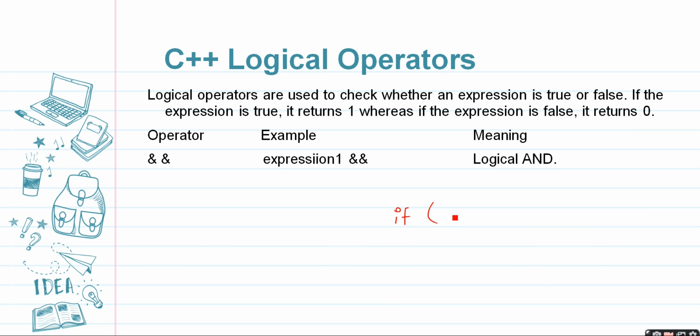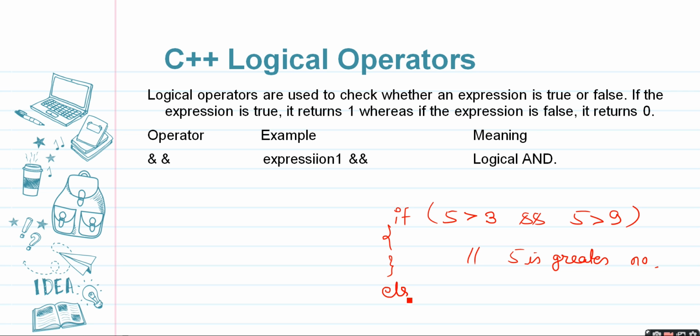If 5 is greater than 3 and 5 is greater than 9, only then I can say 5 is the greatest number. Otherwise I need to check for another number, and here I need to apply else if. Why? Because if any one of the conditions is true, then that is the greatest number. So I don't want to bother checking any other condition.